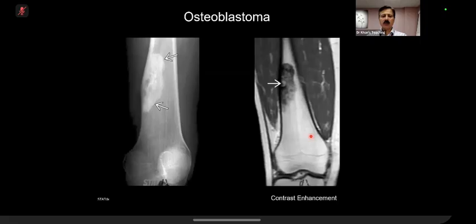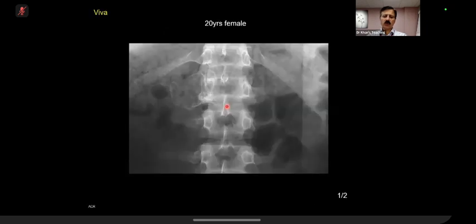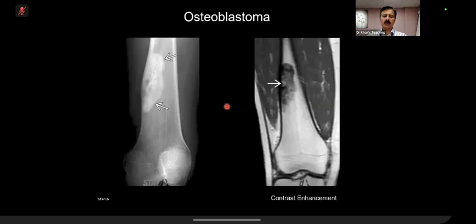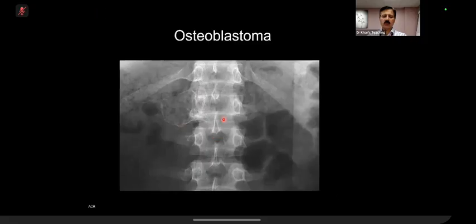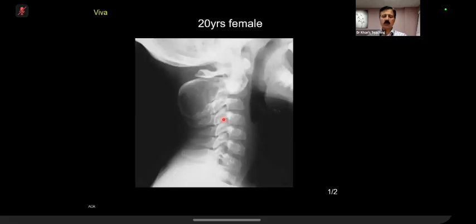and this is a long bone. They will not show you usually osteoblastomas in the long bone. They will show you what we call osteoblastoma in the spine. And another example where you can see that this pedicle is visible, but then you can see that there is expansion of the transverse process. So this is another case of osteoblastoma.